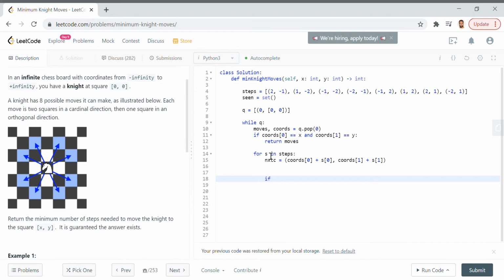So in a typical breadth first search, we say if NXTC not in scene, q.append moves plus 1, comma, NXTC. So we move a spot and we include the coordinate NXTC where we are next. Scene.add, also don't forget, the coordinate that we just visited.